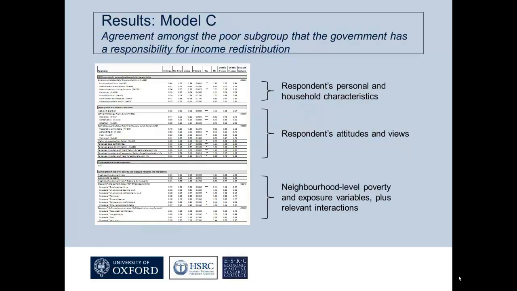If we now move on to look at the results of Model C, which is agreement amongst the poor subgroup that the government has a responsibility for redistributing income from those on high incomes to those on low incomes, we can again see the overall results table, which consists of a section on respondents' personal and household characteristics, a section on respondents' attitudes and views, and then again at the bottom a section on neighbourhood level poverty and exposure variables, plus any relevant interactions. It's worth noting here that there were no statistically significant variables retained in the geographical location section of variables in this model.